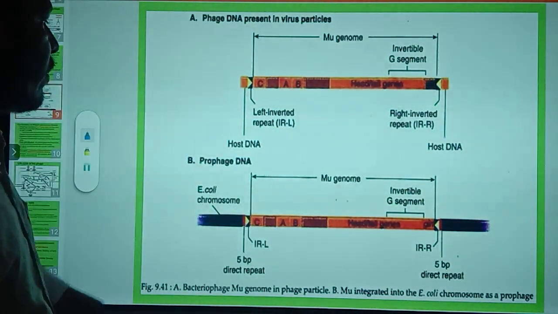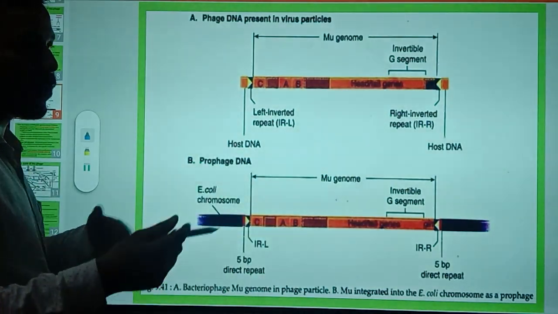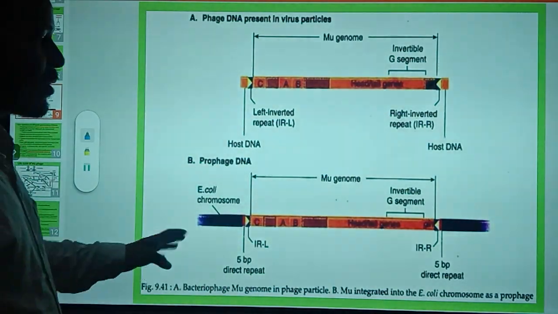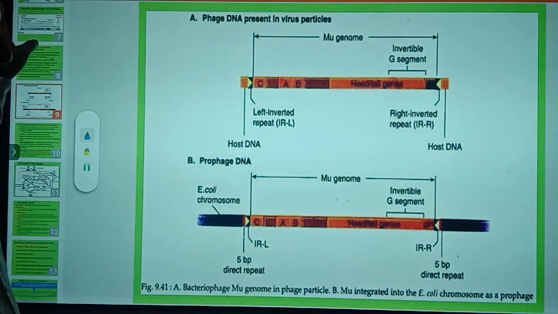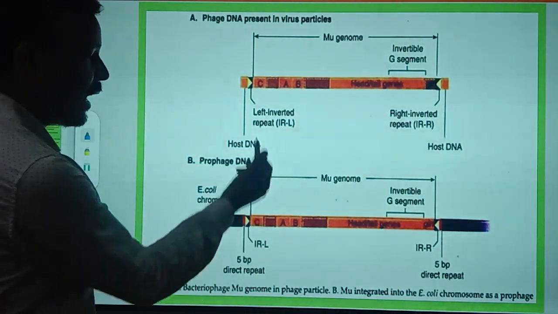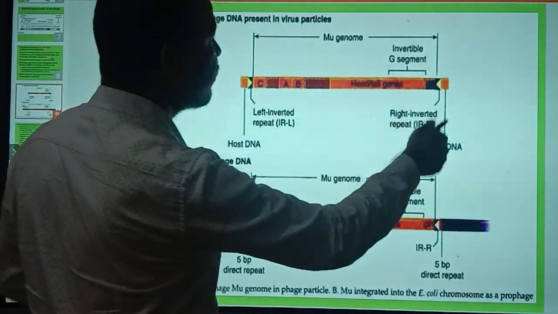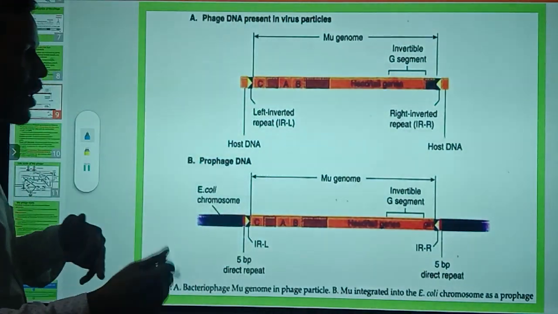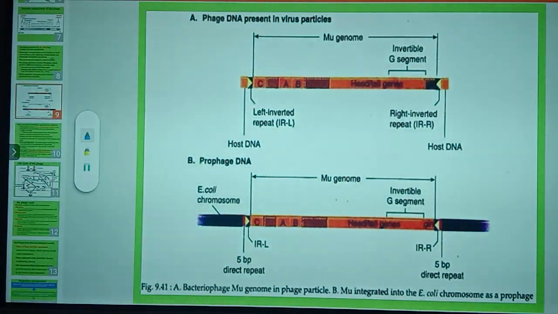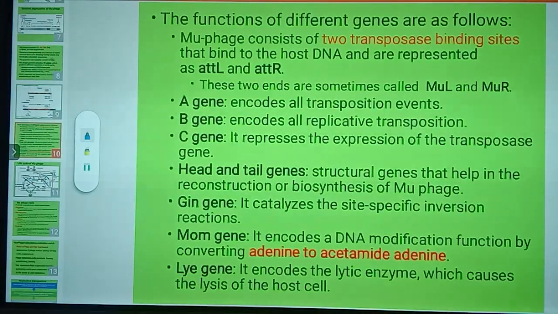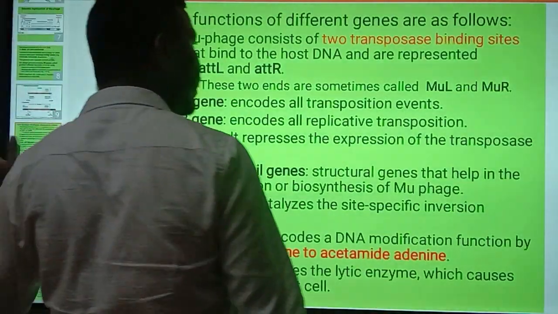Now, what is the prophage before maturation? This is the same as what we have seen over there. These are attL and attR, they will insert in the host DNA and they will start multiplying. So the functions of the different genes are as follows, as we have already seen.